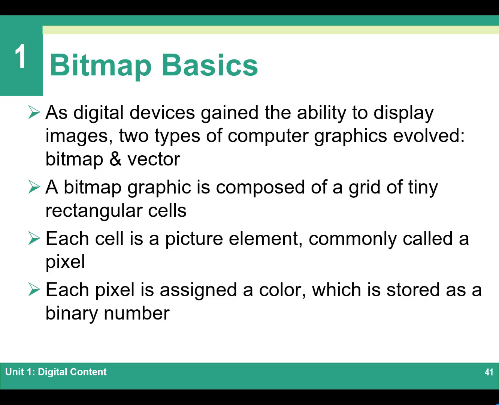As digital devices gain the ability to display images, two types of computer graphics are involved. We have bitmap and vector. In a bitmap graphic, every dot is stored as a pixel, or picture element. In a vector, it contains points and then connections between those points, and it gets a little bit more complicated than that. With bitmap graphics, if you zoom in, eventually they start getting jaggy, and we'll see some examples of that later in the presentation. But a vector-based graphic, which is commonly used for storing fonts on a computer, you can keep making bigger and bigger without losing any quality.